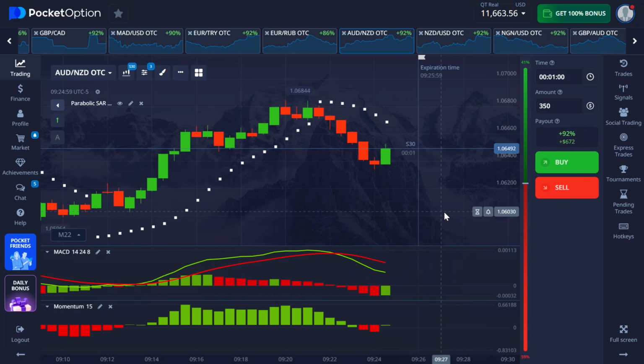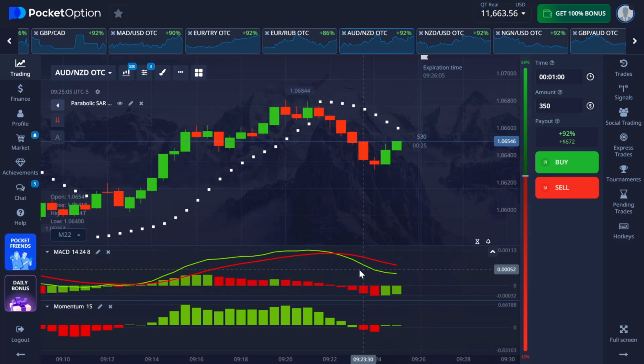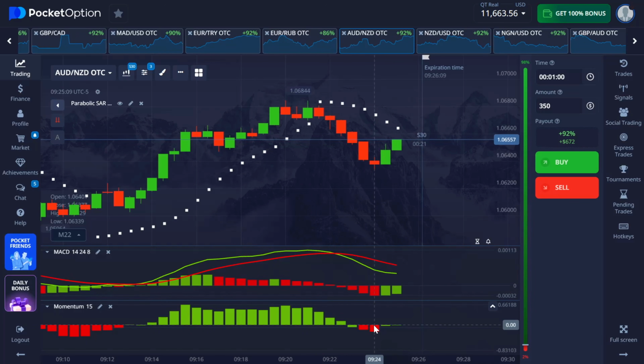Always remember that before you take a trade, you want to see parabolic SAR over the candle, MACD crosses, and the momentum going down. Try to be as perfect as possible.